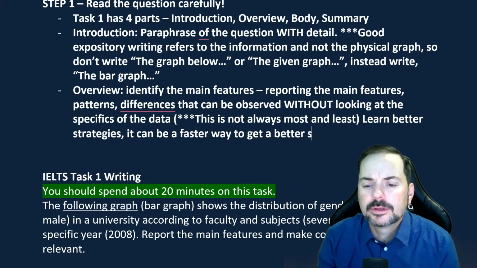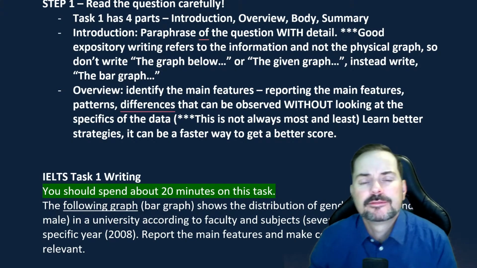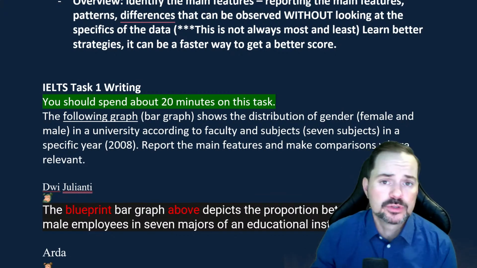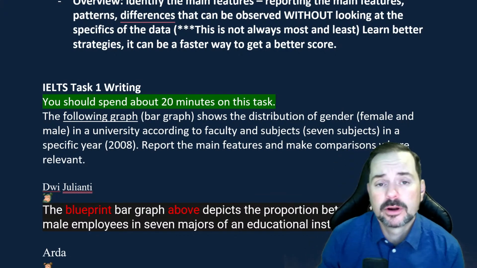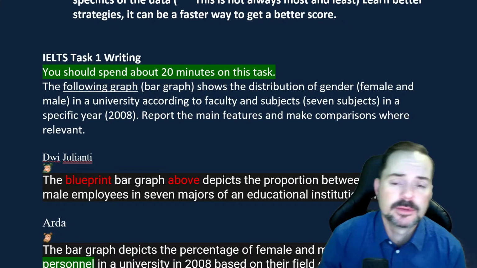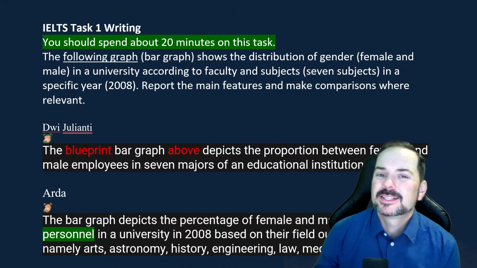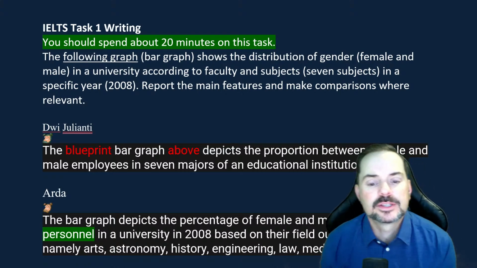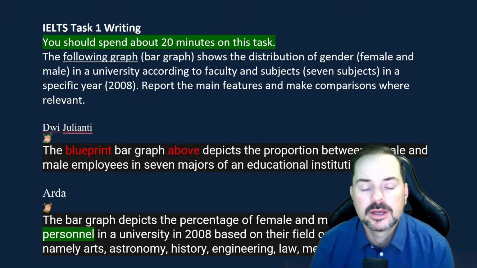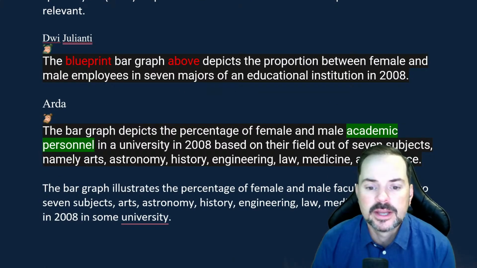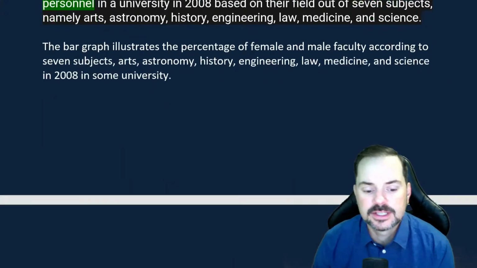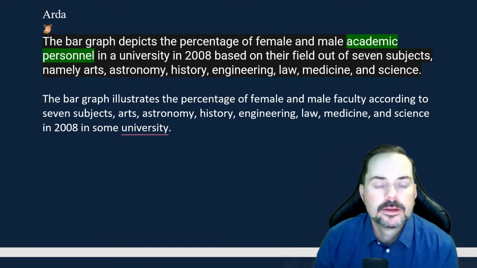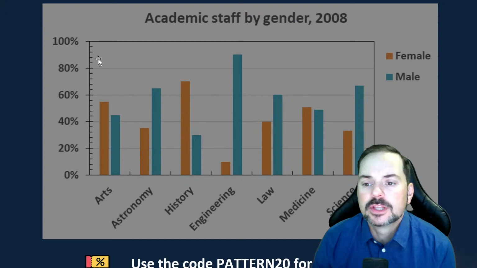And it's refreshing for the IELTS examiners to see an essay that doesn't just write, most of the men, as we can see from this bar graph, were in engineering. Most of the women were in the least amount of. Imagine you're reading these essays and this question was in the IELTS exam, you're the examiner, and 95 from 100 essays start with the same most and least concept. So don't always start with that. So let's take a look at this.